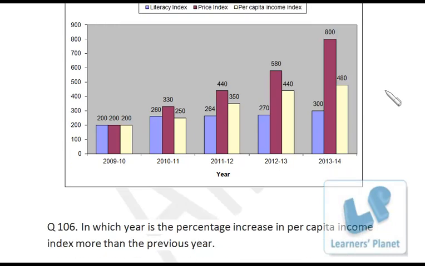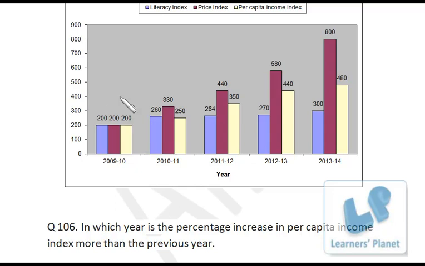The first question says, in which year is the percentage increase in per capita income index more than the previous year? Percentage increase. So what we have to do is find out the percentage increase from this year to this year, this year to this, then this to this, and then this to this. And in case of per capita income, I just see the increase from this to this.